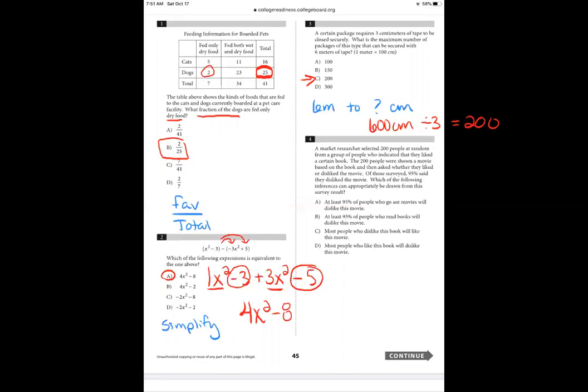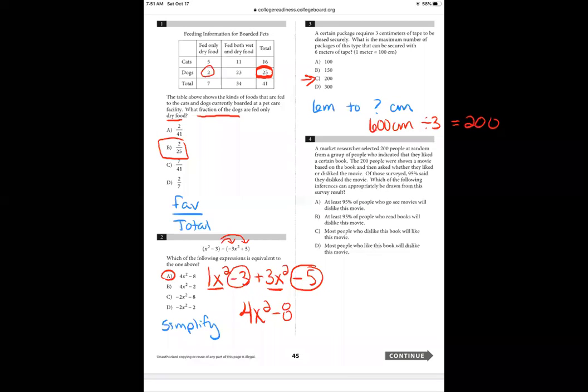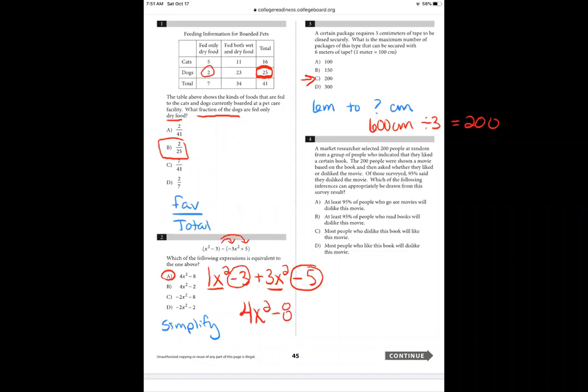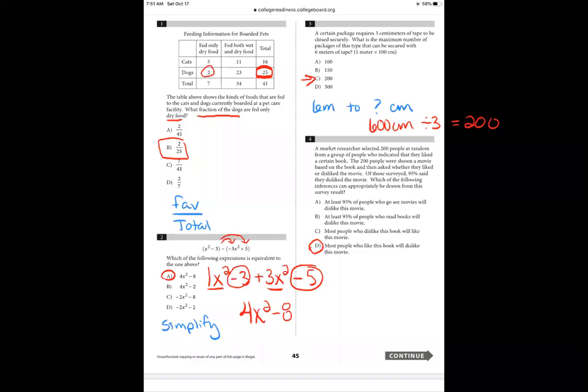And last one on this page, for number 4, basically talking about having a good sample to represent the population, and in terms of talking about probability, since we have 95% said they disliked the movie, we can predict that most people who like this book will dislike the movie. Choice D. Okay, so that is page 1 of section 4.